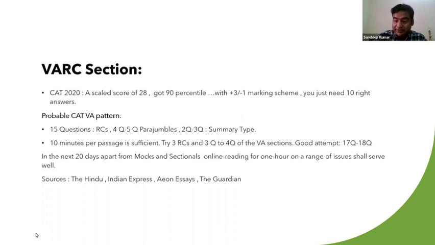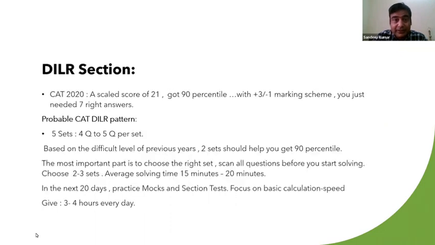Now, moving further to the DILR section. If you look at the DILR section, last year, around 7 questions gave you a 90 percentile.